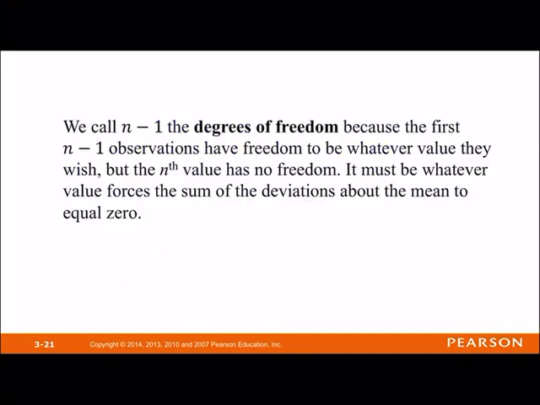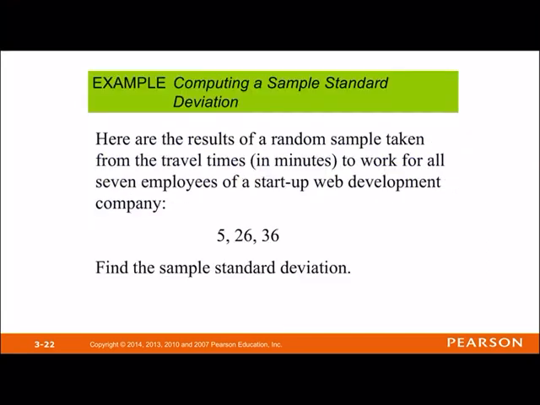So we call n minus 1 the degrees of freedom because the first n minus 1 observations have freedom to be whatever value they wish. But the nth value has no freedom. It must be whatever value forces the sum of the deviations about the mean to equal 0. Okay, and again, we're going to go ahead and use those formulas again.